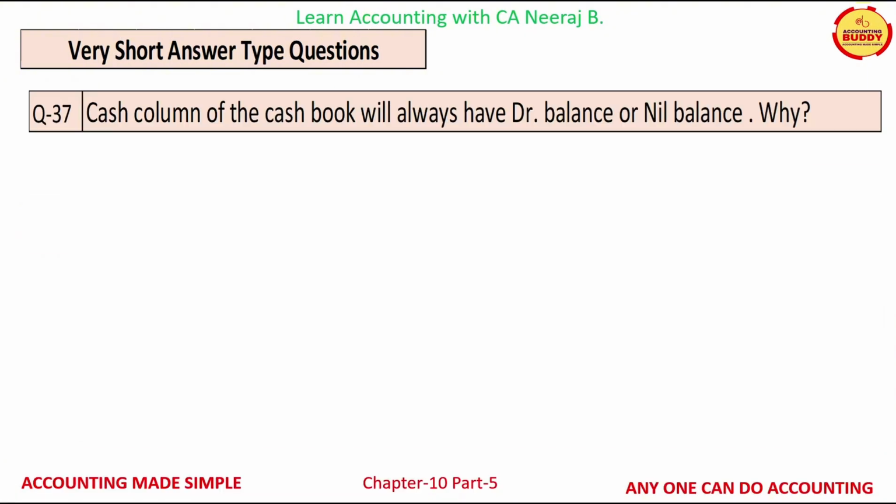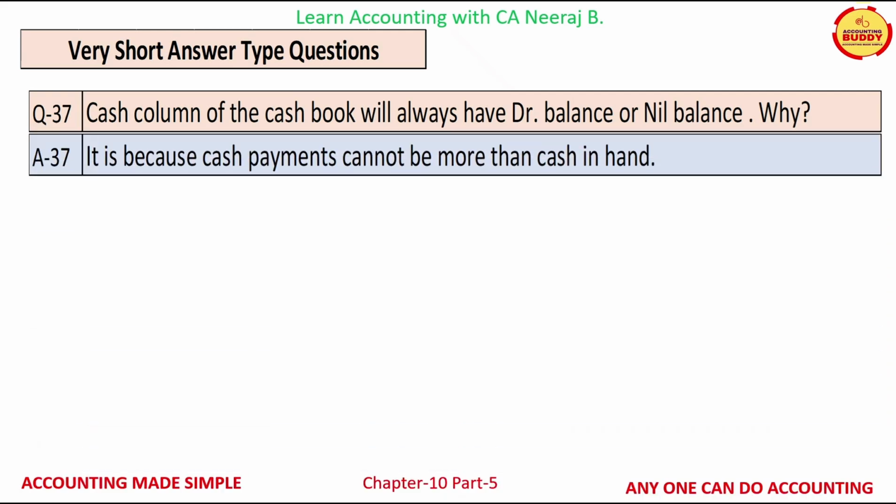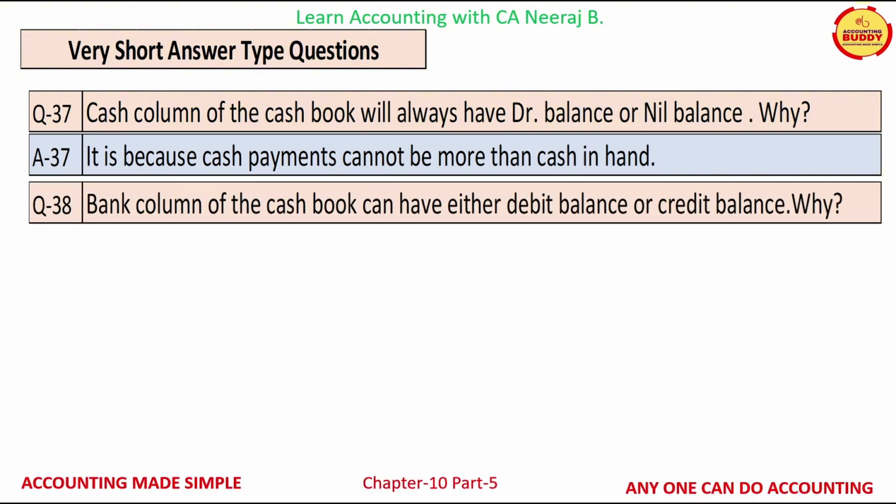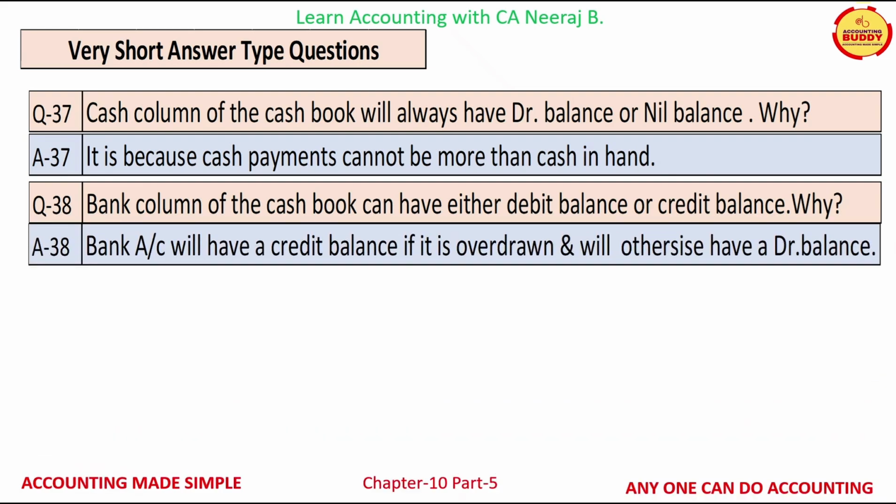Question number 37 is, cash column of the cash book will always have a debit balance or a nil balance. Why? The answer is, it is because cash payments cannot be more than cash in hand. Question number 38, bank column of the cash book can have either debit balance or a credit balance. Why? The answer is, bank account will have a credit balance if it is overdrawn and will otherwise have a debit balance.